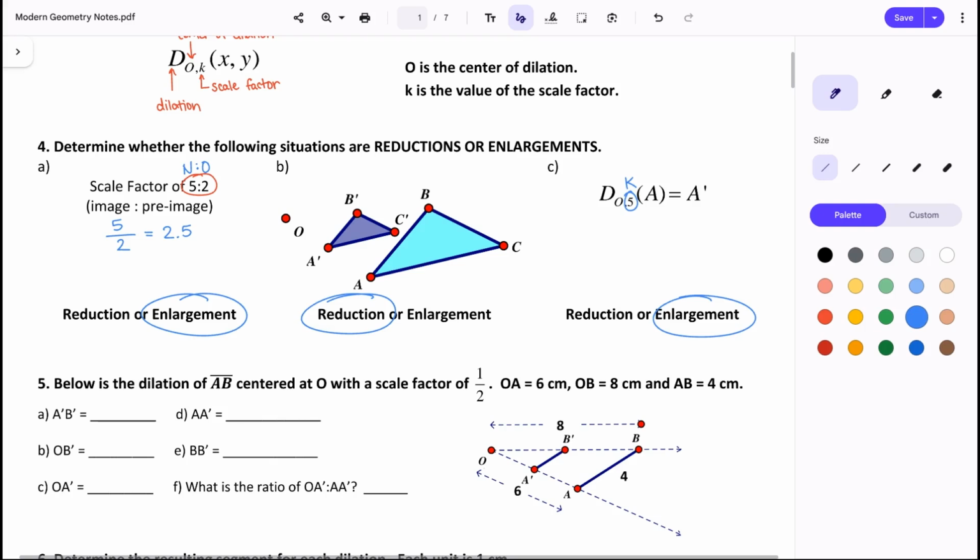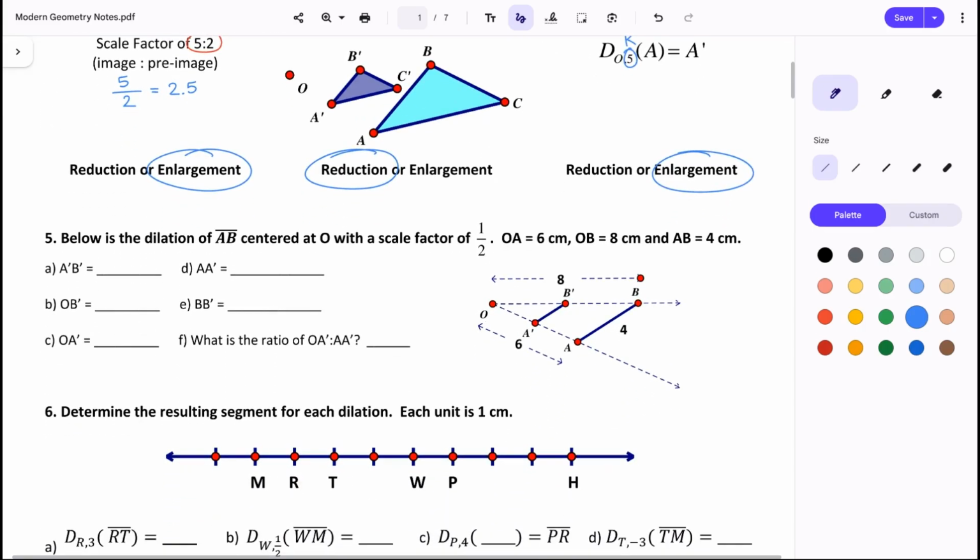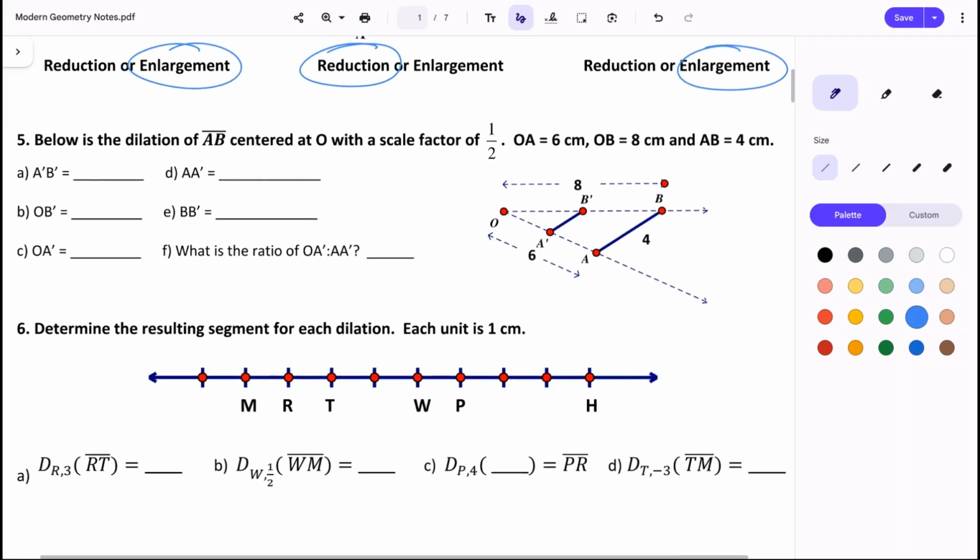Okay, now we're actually getting into performing some of these dilations. So if you look down here at number 5, it says below is the dilation of segment AB centered at O with a scale factor of 0.5. And then they go on to say OA is 6 centimeters, OB is 8 centimeters, and AB is 4 centimeters. All of that is labeled for me on my picture already.